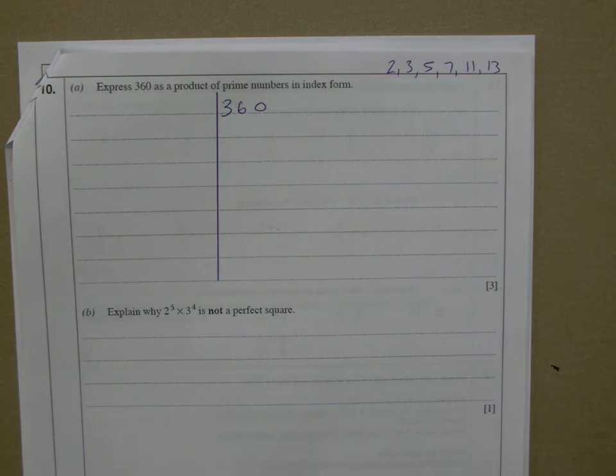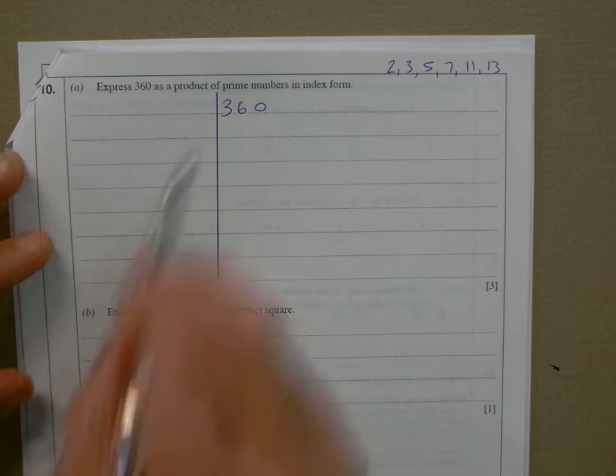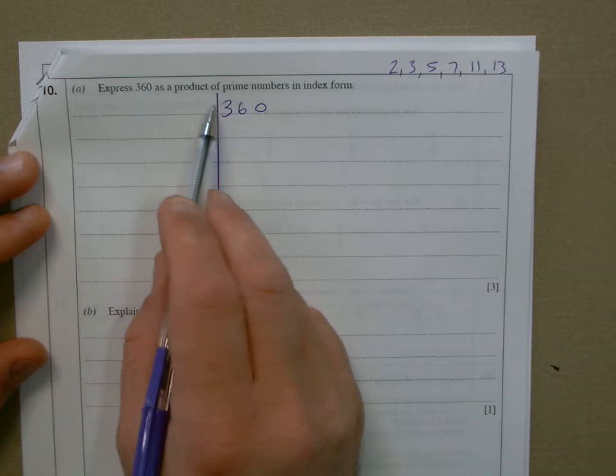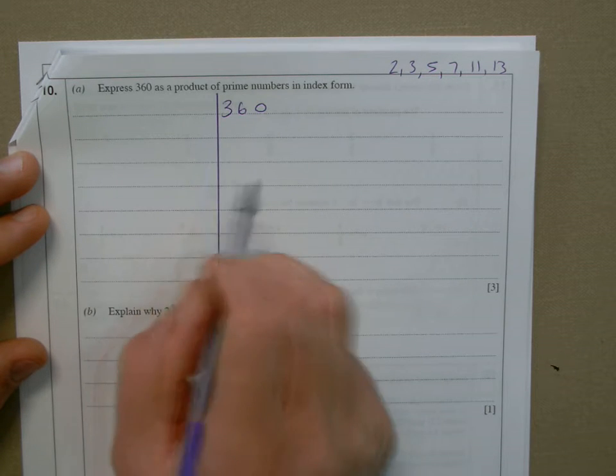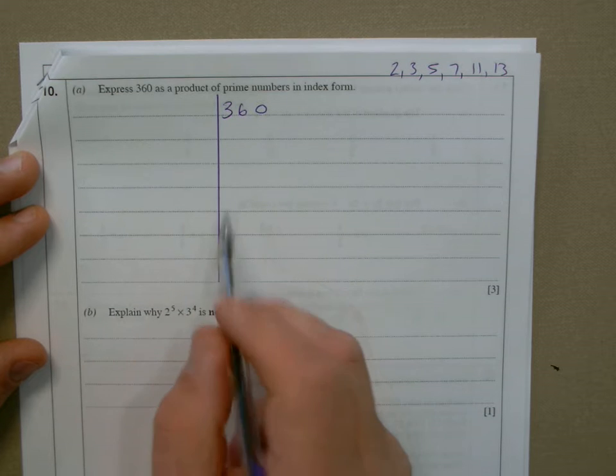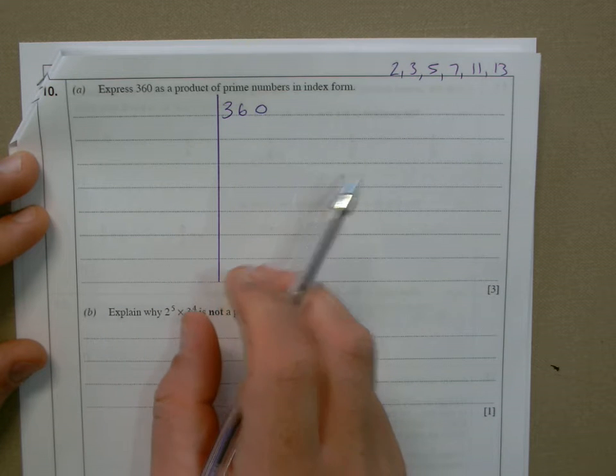Remember, these numbers only have exactly two factors: the number one goes into it, and the number itself. That's what makes it prime. So what we do then is, it's up to you which approach you use. You could use this ladder method, or you could use the tree diagram approach, the branches approach.